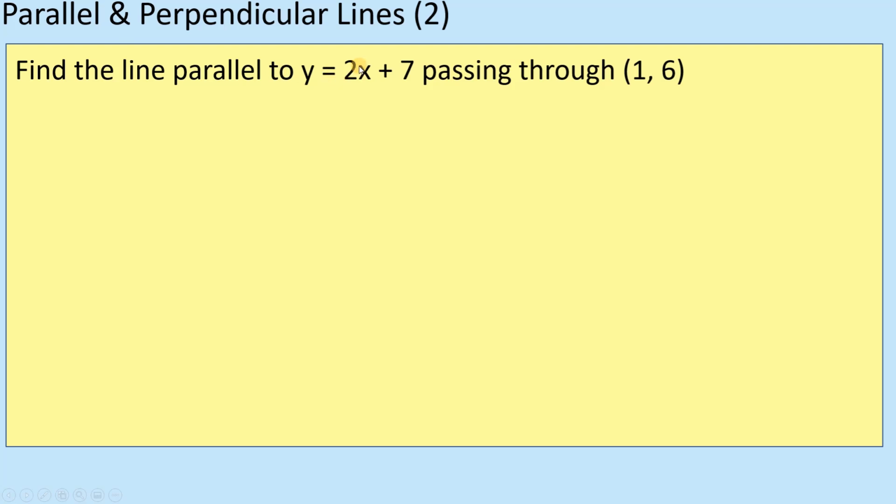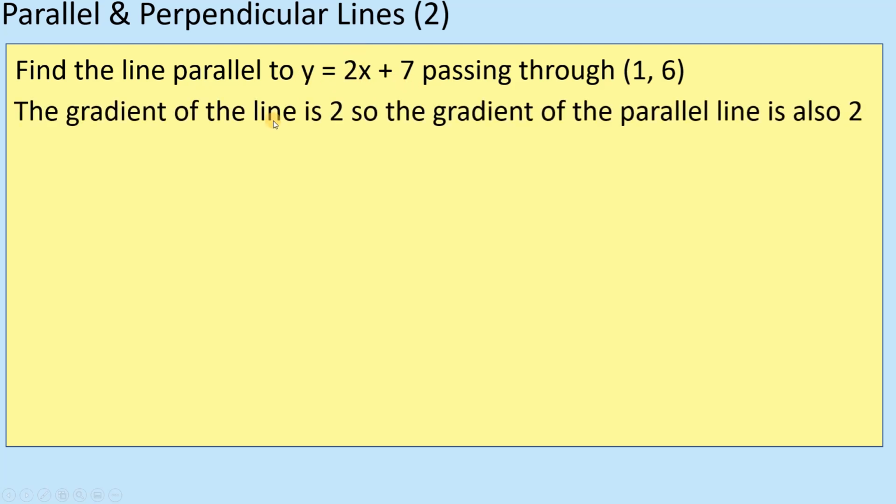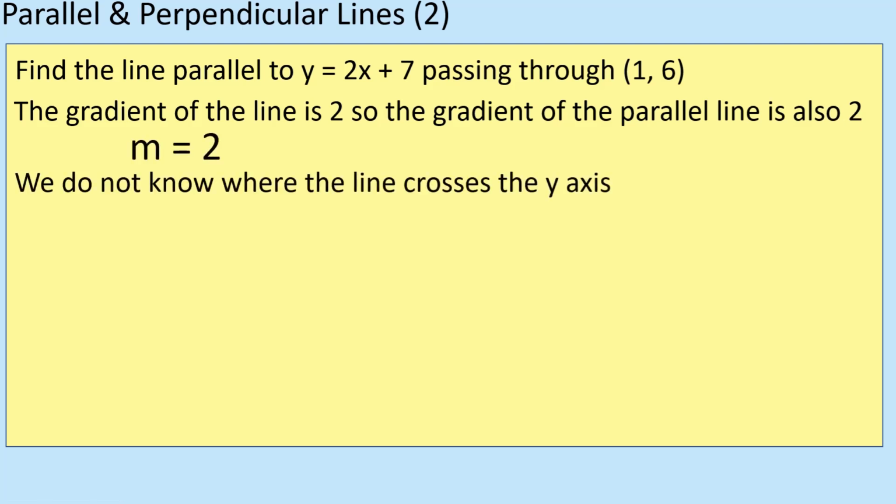All right, so starting point is we're looking at this gradient. It looks like y equals mx plus c to me. It does. So therefore, I can take the fact that the gradient is 2. That means the gradient of the parallel line, the one we're after, is also 2. The problem here is that we don't have where it crosses the y-axis. We don't have the value of c, which is what we had before. So we've got a little bit more work to do.